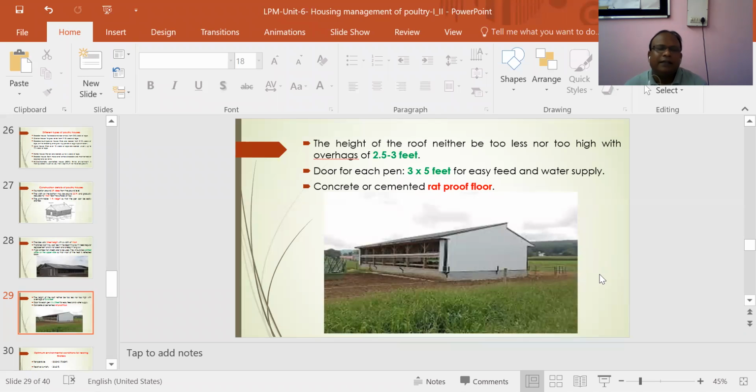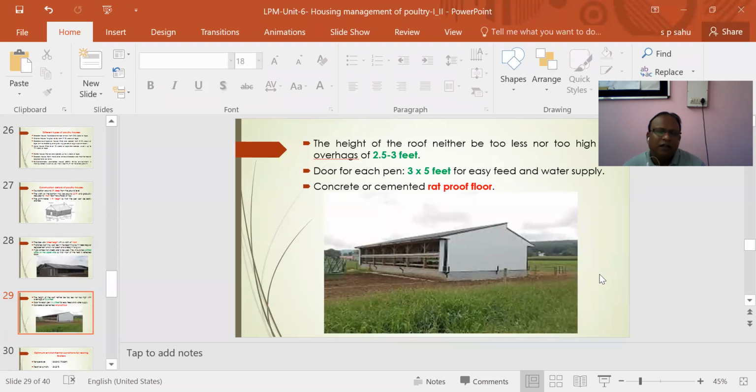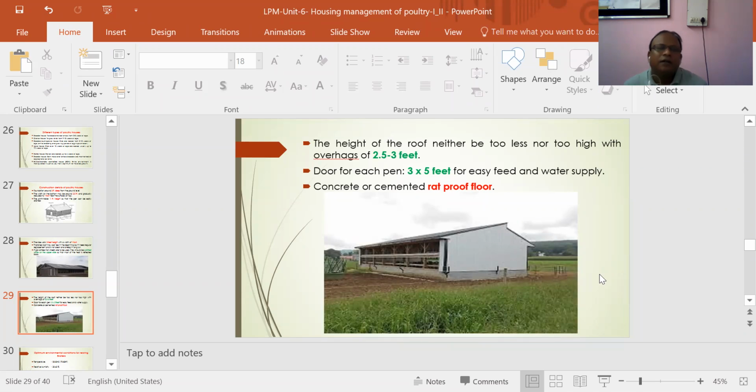There should be an overhang on the side wall where the window is situated, so that no direct sunlight comes into the shed, and the rainwater during the rainy season does not come into the shed to wet the litter material, which is responsible for high ammonia production and finally respiratory disease of the birds.